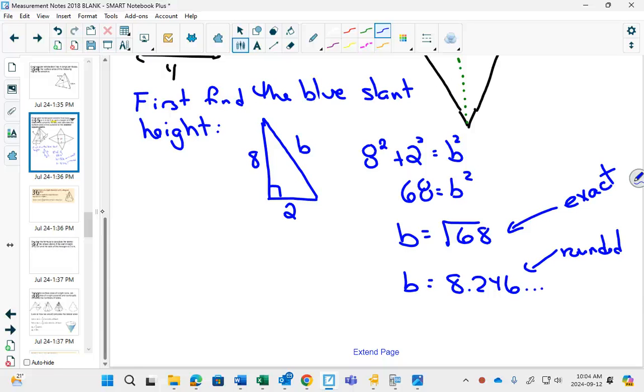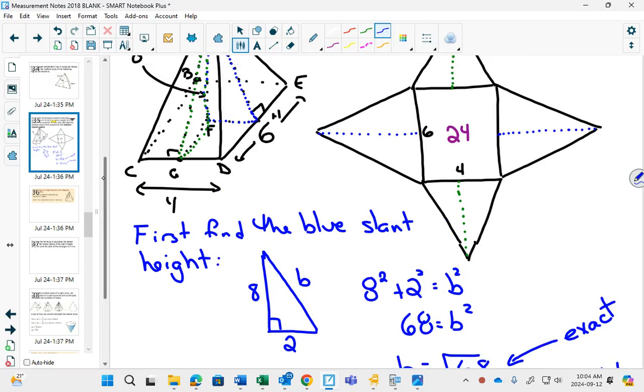So what I'm going to do in this case, now that I've figured it out, is label this as the square root of 68, instead of writing all those decimal places. Exact numbers are sometimes nice because you also have to write less, because the decimals go on for a long time. Okay? So we found the blue slant height, and now we can find the blue area.